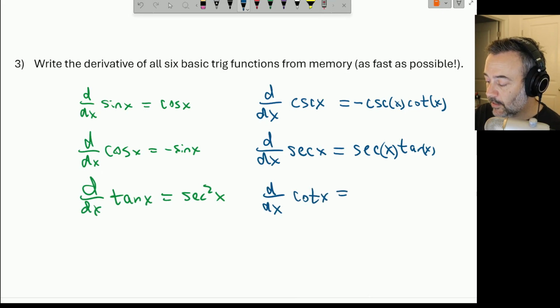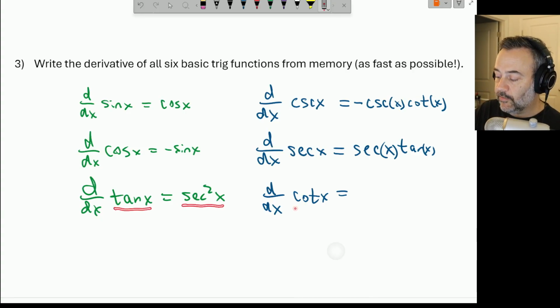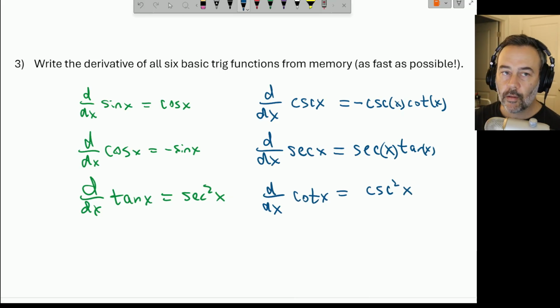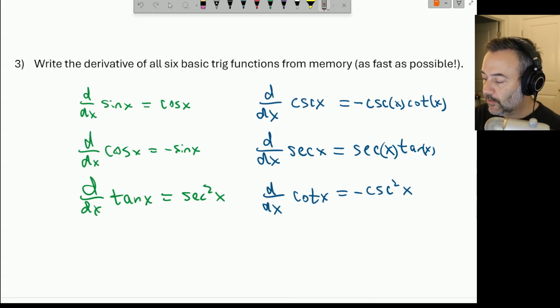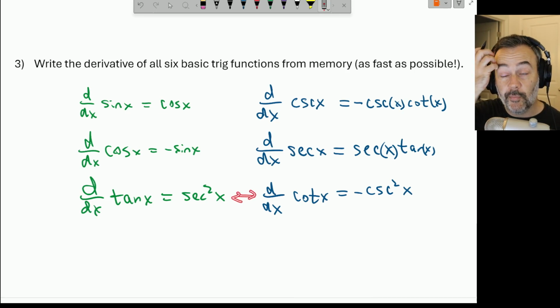And then the derivative of cotan x is, well, the derivative of tangent is secant squared. So it might not be a surprise that the derivative of cotangent is almost cosecant squared x, but it's got a negative. So notice the negative swap between this one, and notice the switch from secant to cosecant and tangent to cotangent, and notice the connection between these two. Okay, that'll help you memorize those.